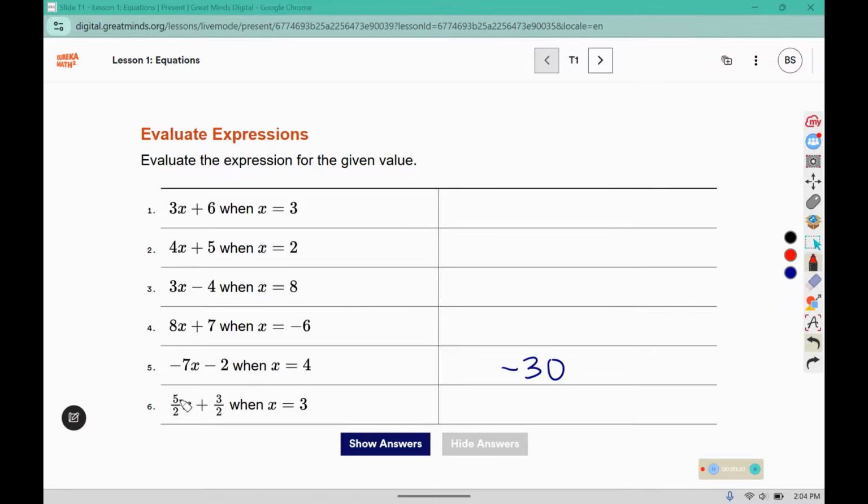For this next one, we're replacing the x value with 3. Five times 3 is 15. 15 plus 3 is 18. And 18 over 2 is 9.